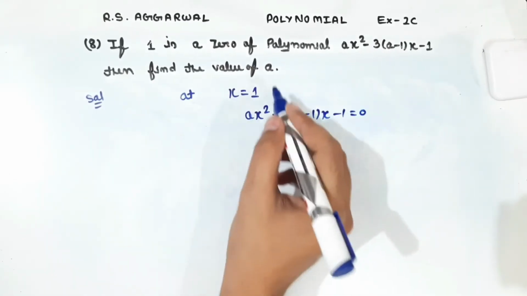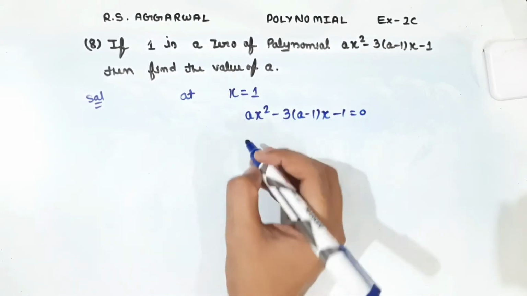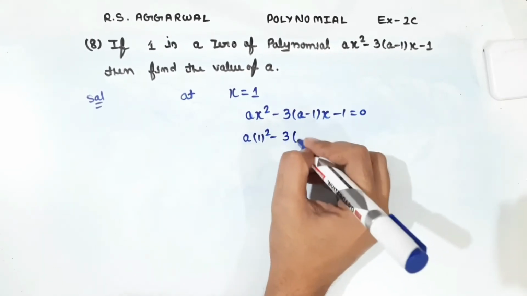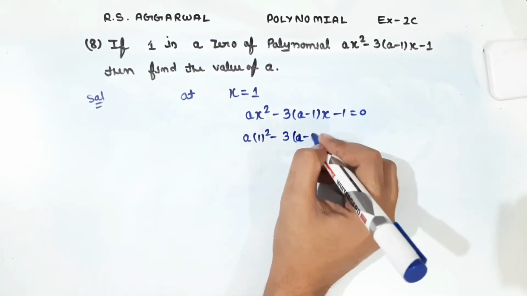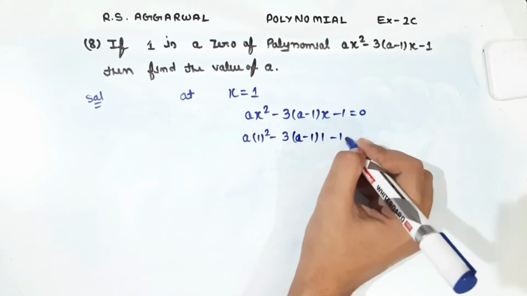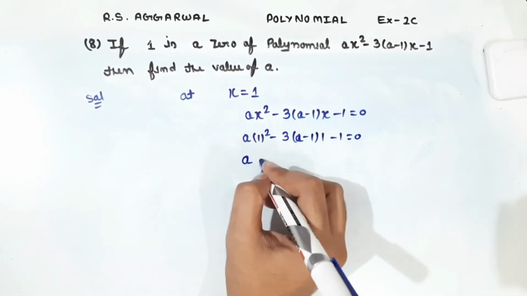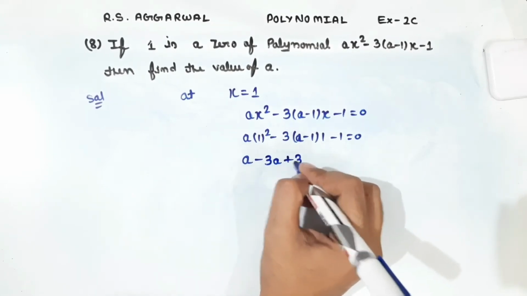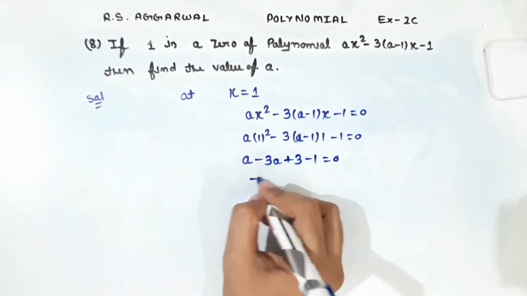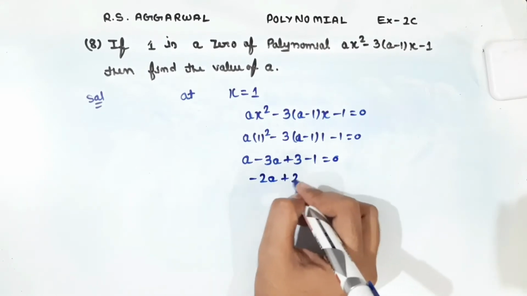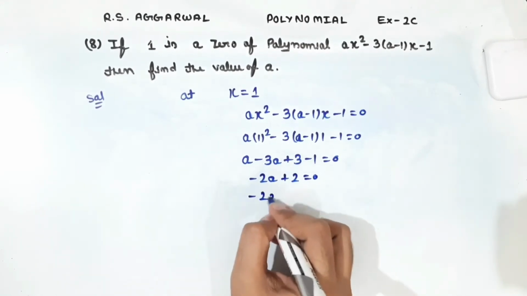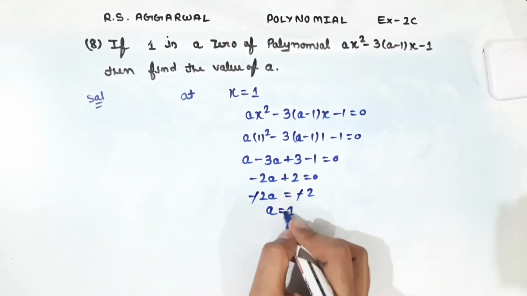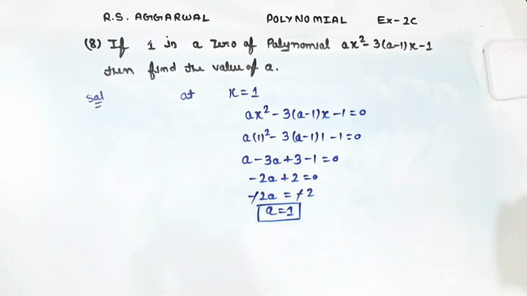So now putting x equals to 1 in this equation. So a 1 square minus 3 a minus 1 into 1 minus 1 equals to 0. So a minus 3a plus 3 minus 1 equals to 0. So minus 2a plus 2 equals to 0. So minus 2a will be equals to minus 2. From here a will be equals to 1. This is the value of a.